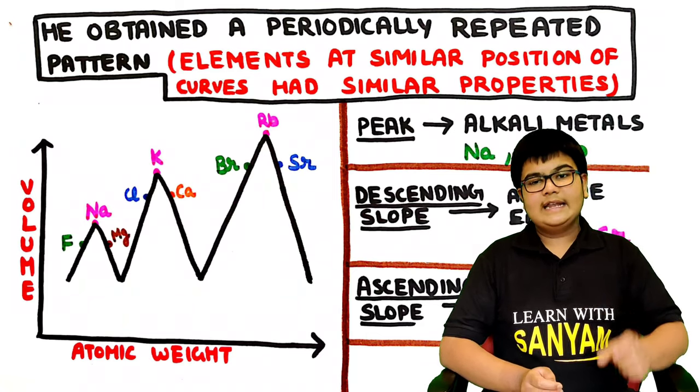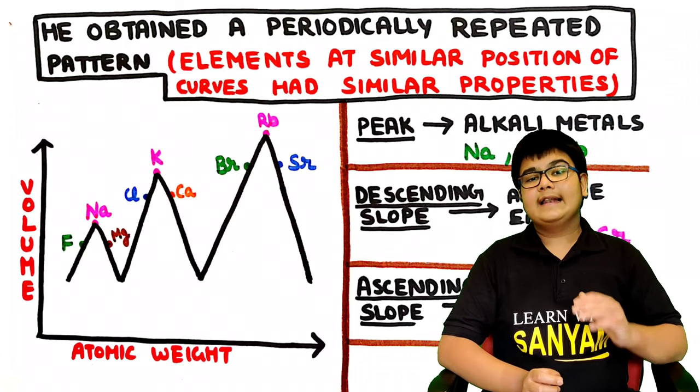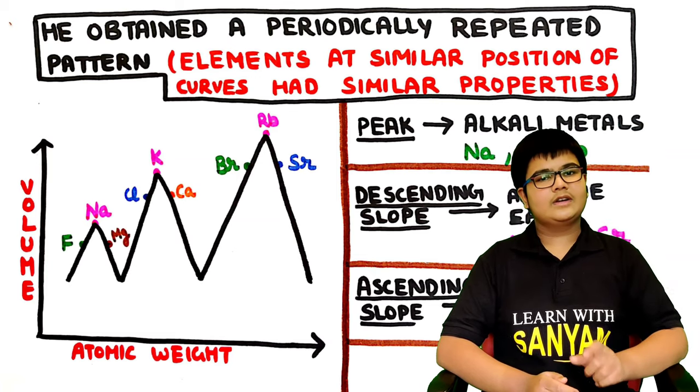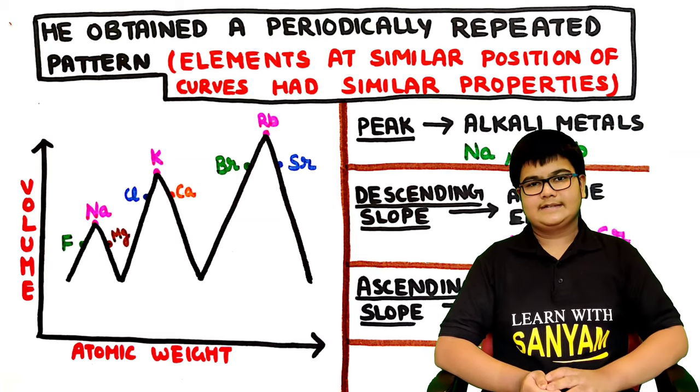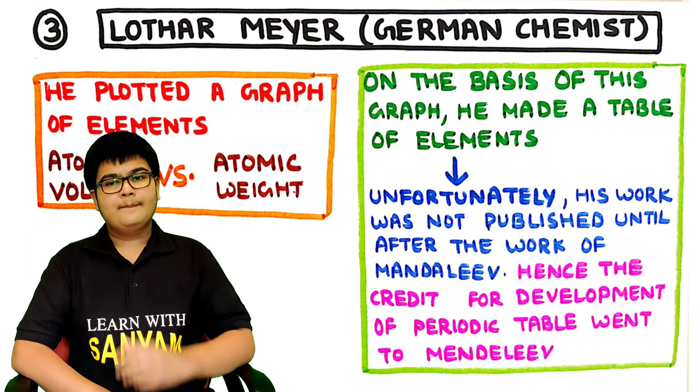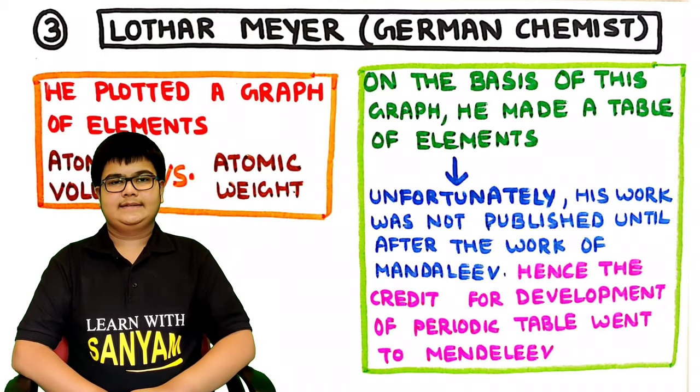Similarly, all the elements on the descending slope are alkaline earth metals: magnesium, calcium, and strontium. And again, they have similar properties. Similarly, the elements like fluorine, chlorine, and bromine, which are on the ascending slope, also have similar properties, and they are called halogens. This means that elements at similar positions of the curves have similar properties. So on the basis of this graph, Lothar Mayer made a table of elements.